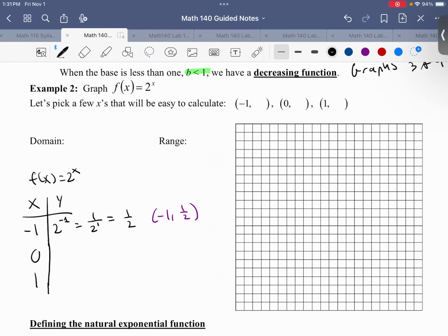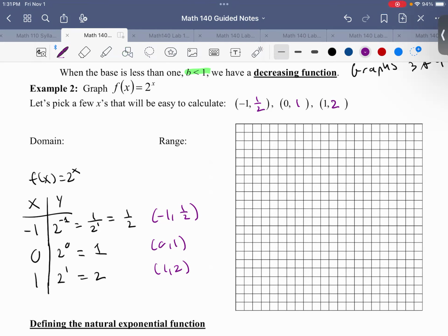Now let's go ahead and check out 0. So 2 to the 0, and anything raised to 0 is just going to be 1. So I have the point 0 comma 1. And now let's go ahead and plug in 1. So 2 to the 1 is just 2. So I have the point 1 comma 2. Okay, so let's go ahead and fill out the rest of these. So this was 1/2, 1, and 2.